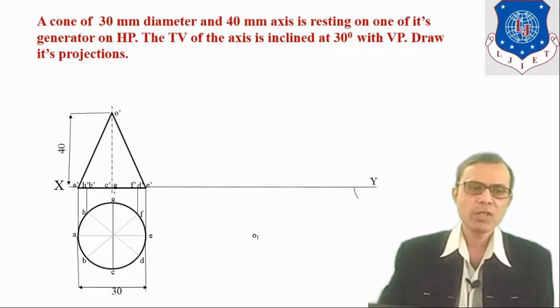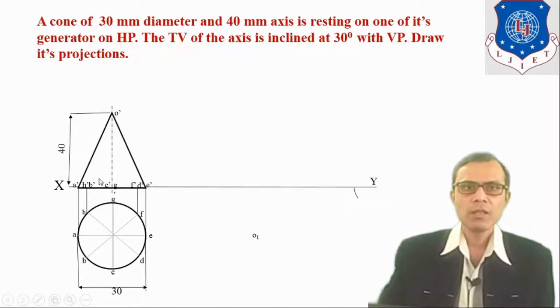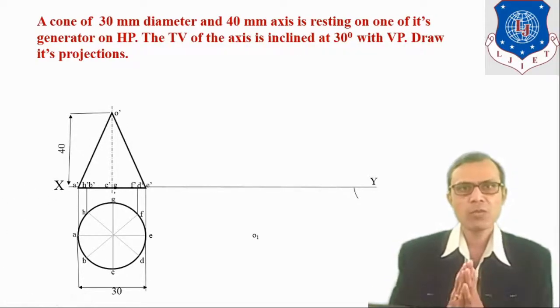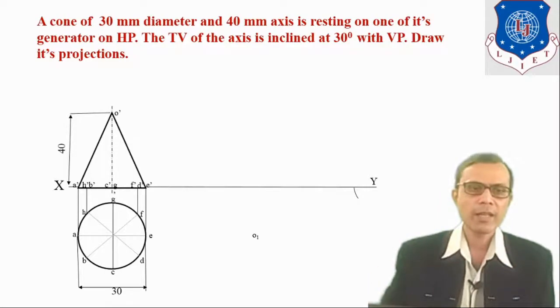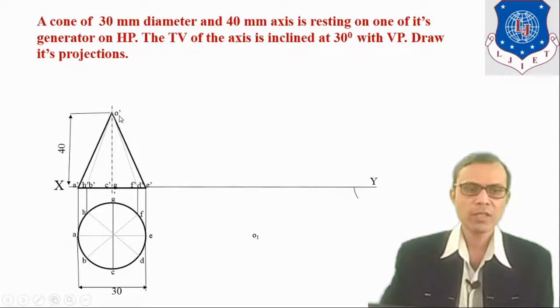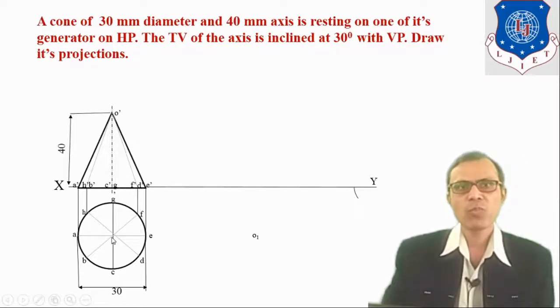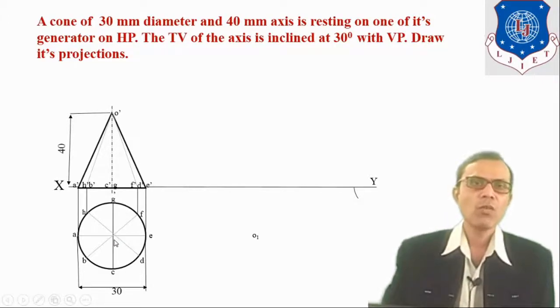Join the apex point and complete this triangle, because in front view this cone will look like this triangle. So these are the generators. Join all these generators with this apex point also. So it has total 8 generators. If you consider O point, here we have taken O dash. So if you consider O point as the apex point, then OA, OB, OC, OD, OE, OF, OG and OH, all these are the generators of the cone.